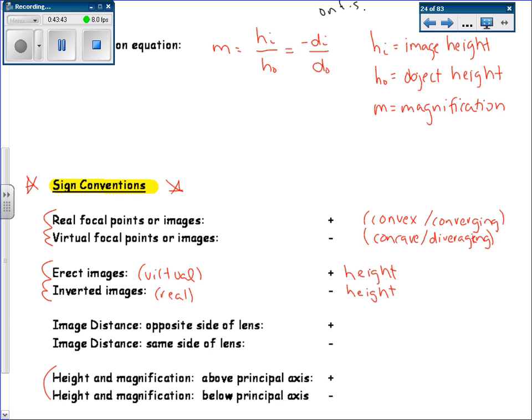And then that's related to this, right? Height magnification. So if it's above the principal axis, which means it's virtual, the height then is positive. And if it's below the principal axis, so it points down, then that means it's real and it's negative. These 3 are really important. The image distance we don't use that much, but it's worth knowing that if the image is on the opposite side of the lens as the object, then that's a positive distance, and DI would be positive. If the image is on the same side of the lens as the object, then your image distance is negative.